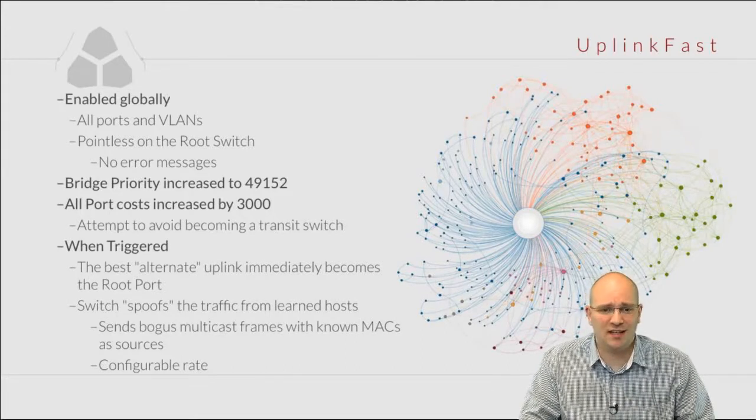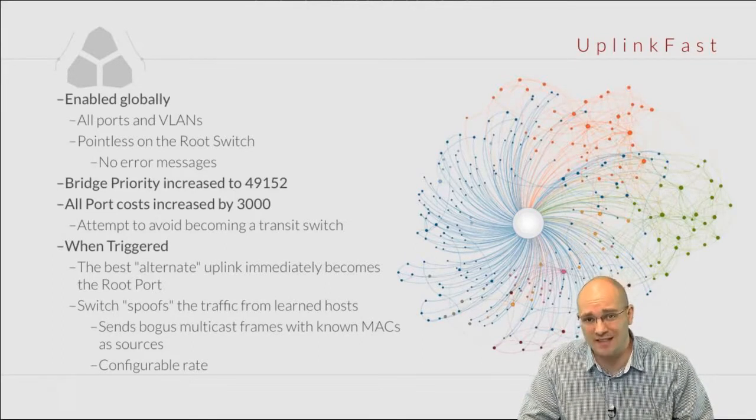First, the bridge priority on the switch is going to be increased in an attempt to avoid the switch from becoming the root. The value that it is going to be set for the bridge priority is going to be 49,152. Also, the cost on all ports will be increased by 3,000. This is done in an attempt to avoid the switch from becoming the transit switch. We don't want this switch to pass the traffic for other switches. We want it to be a leaf node.